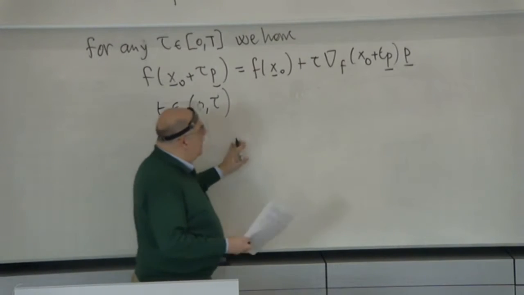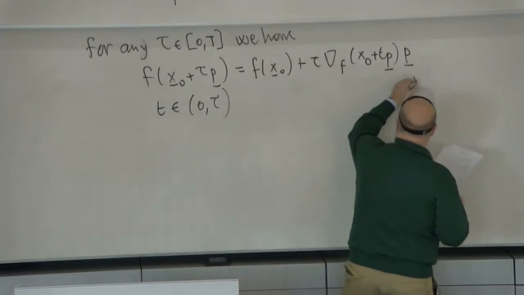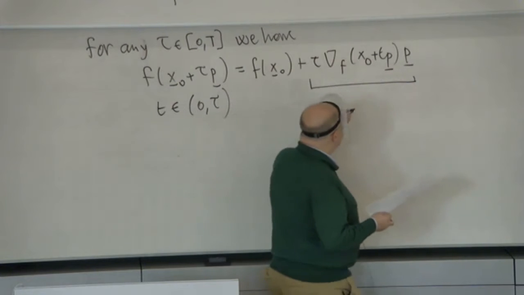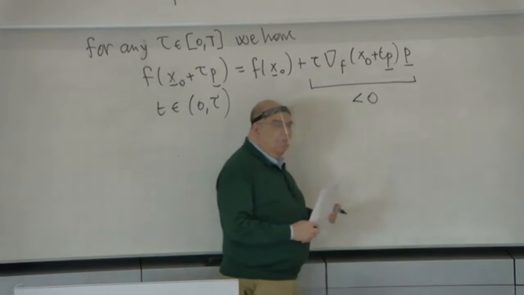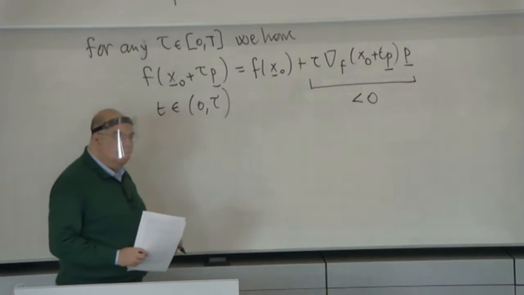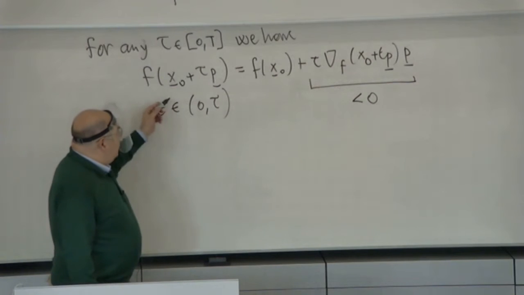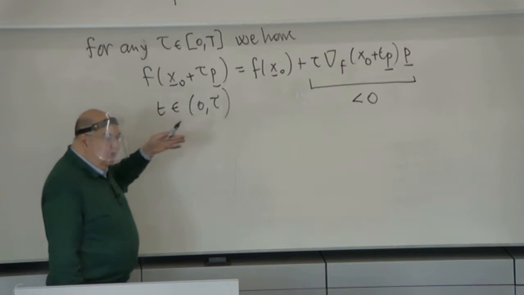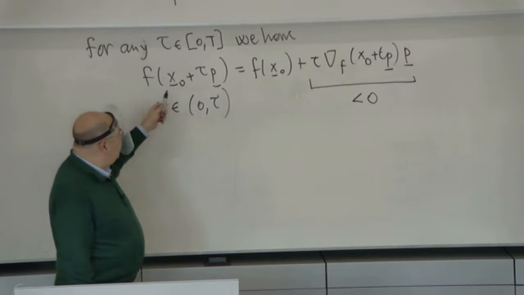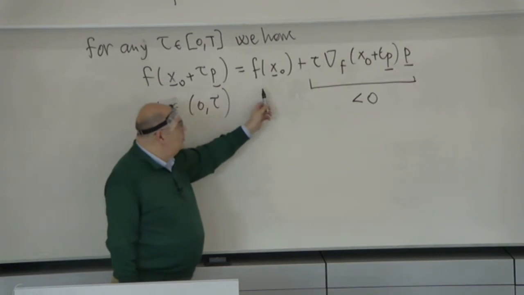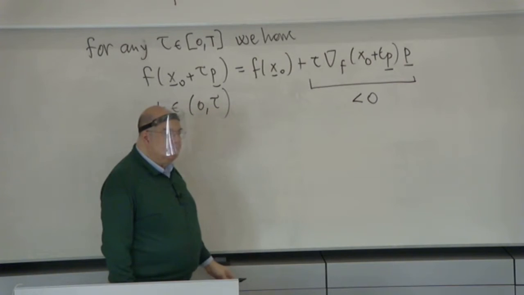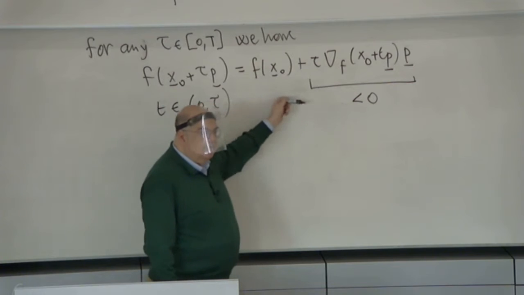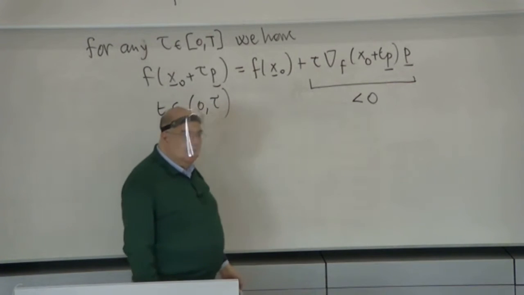So that is the idea. And now this is obviously strictly negative, and so we get a contradiction, because we have shown that there is a whole neighborhood along the direction p such that f of x0 is not a minimizer, because we can go down. Values of f are decreasing if you follow direction p.